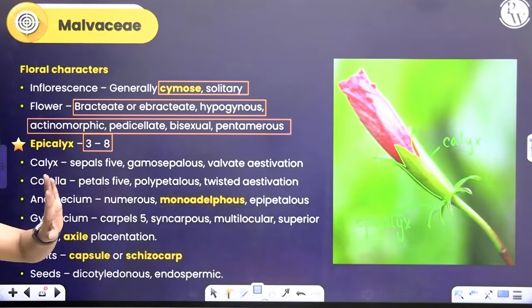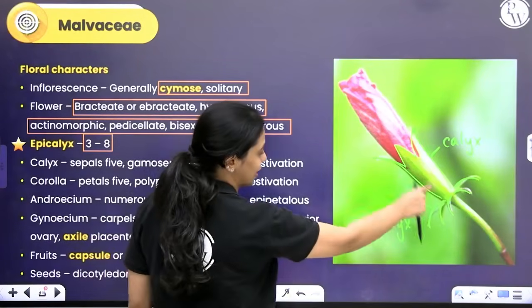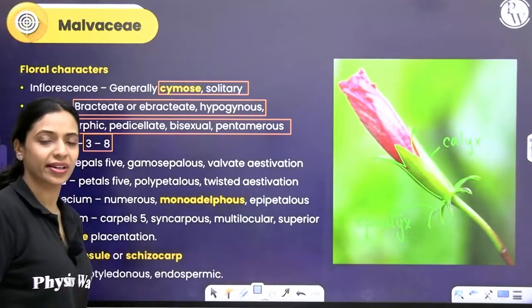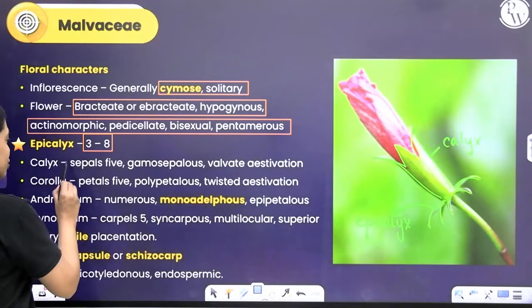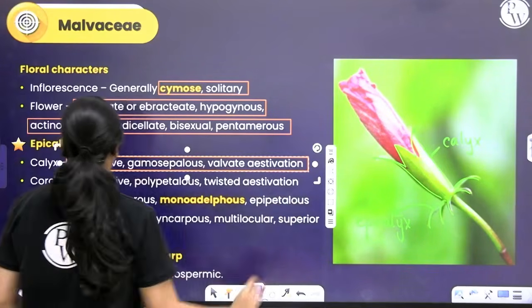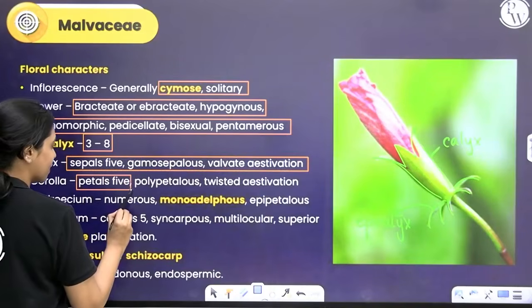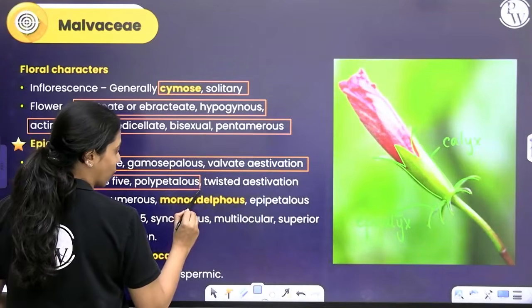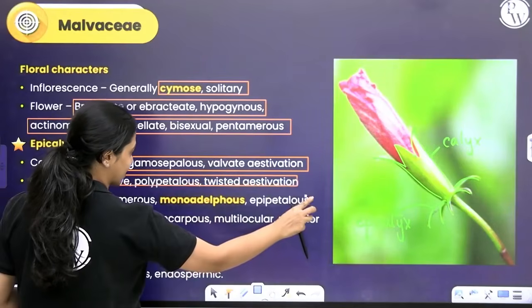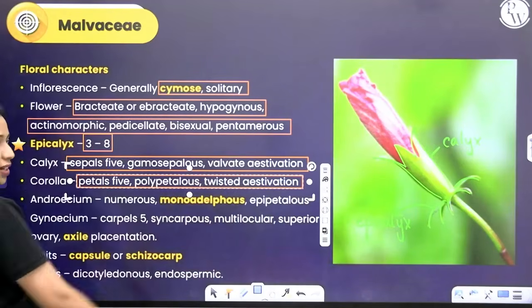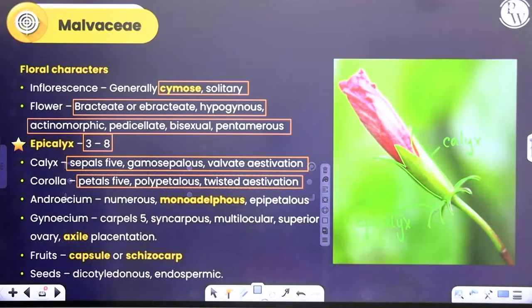Calyx has 5 sepals and as you can clearly see they are fused, so it is gamosepalous and it shows valvate aestivation. The number of petals is 5 and they are free, so it is polypetalous. You can see twisted aestivation in the petals. Valvate in calyx, twisted in petals.